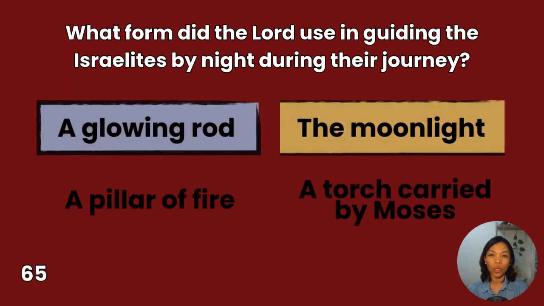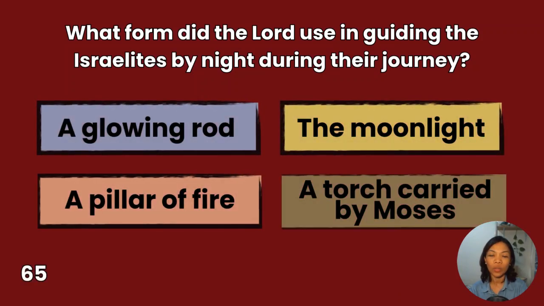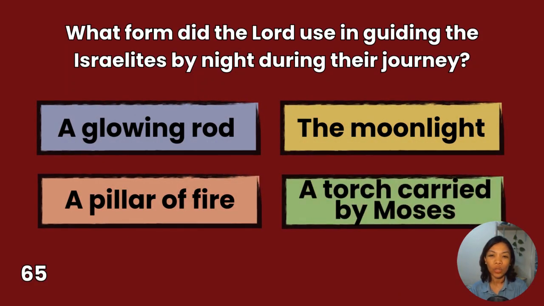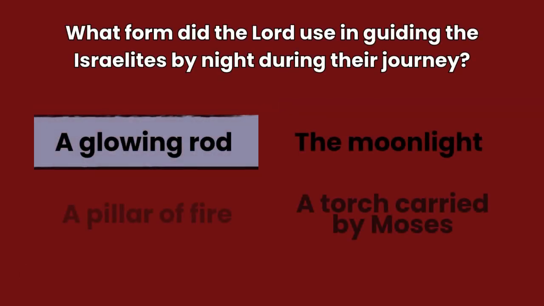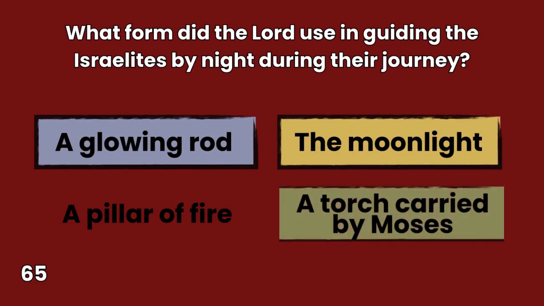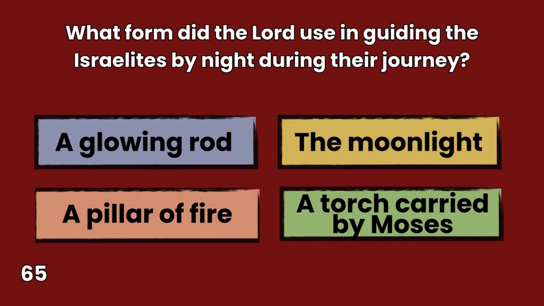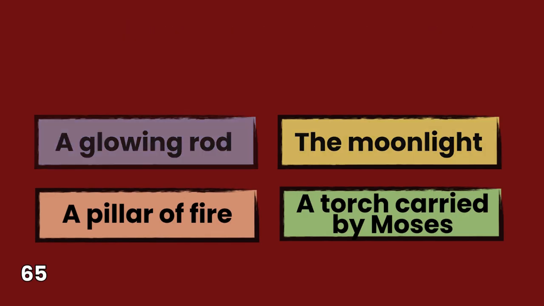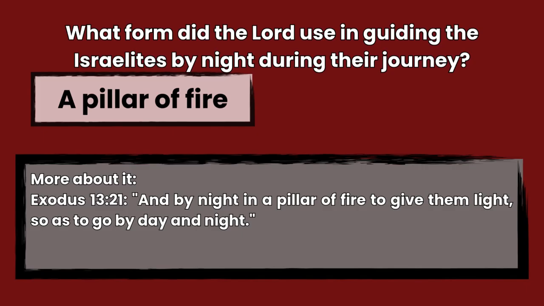65. What form did the Lord use in guiding the Israelites by night during their journey? A glowing rod, a pillar of fire, the moonlight, a torch carried by Moses. You have 10 seconds to answer. The answer is a pillar of fire. Exodus 13:21. And by night in a pillar of fire to give them light, so as to go by day and night.